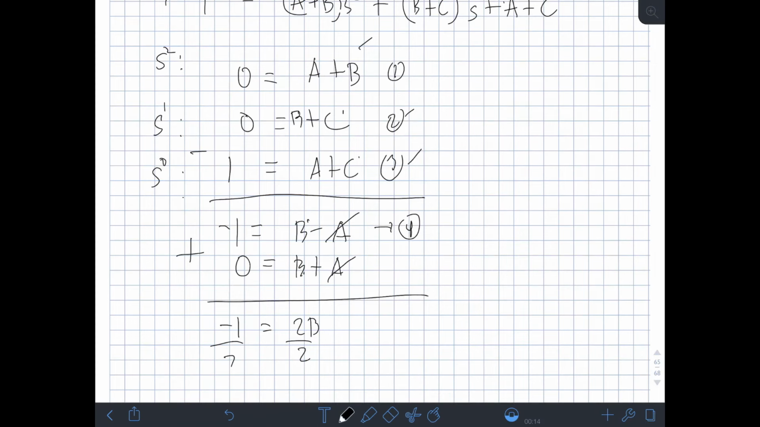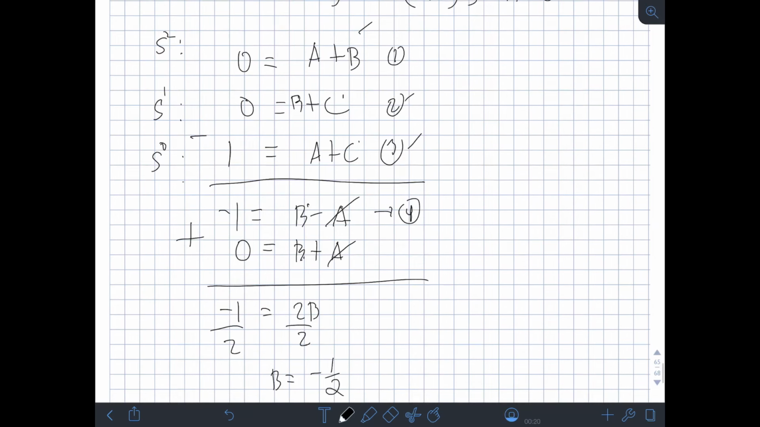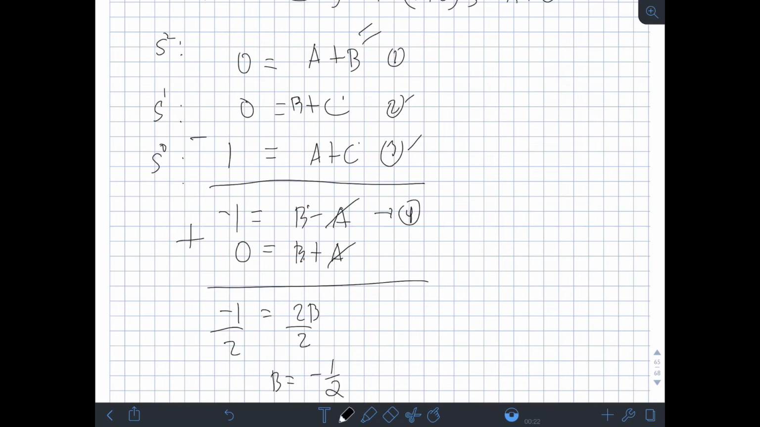Divide both sides by 2. We have b is equal to negative 1 half. Okay, so meron na tayong b. So, para ma-solve si a, gamitin natin yung equation 1. A is equal to negative b. So, since b is negative 1 half, we have negative of negative 1 half, positive 1 half.